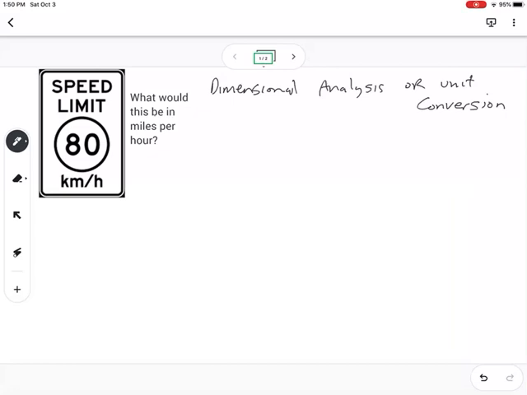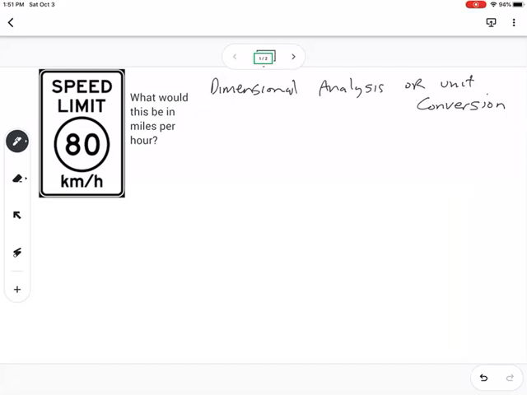And so here's a speed limit sign that you might see in practically every other country in the world that uses the metric system. But because we're used to the American system, if you're traveling in Europe, you might see this sign and you want to think in terms of reference that make more sense to you, and that would be miles per hour.